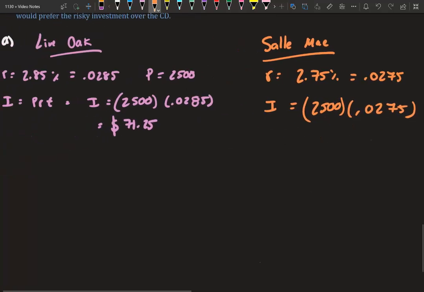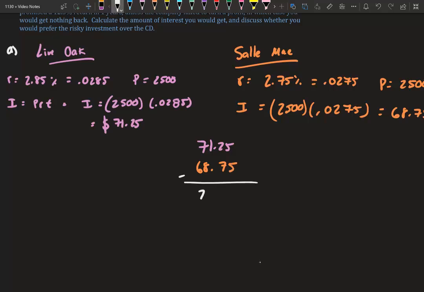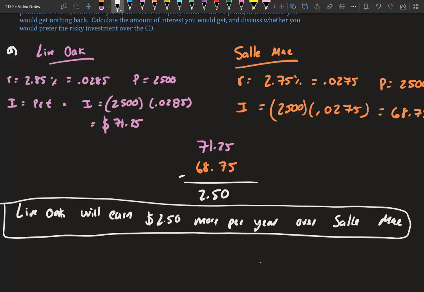So let's find out the difference between Live Oak and Sallie Mae. So Sallie Mae is 71.25. Live Oak is 68.75. And we get $2.50. So Live Oak will earn $2.50 more per year over Sallie Mae.